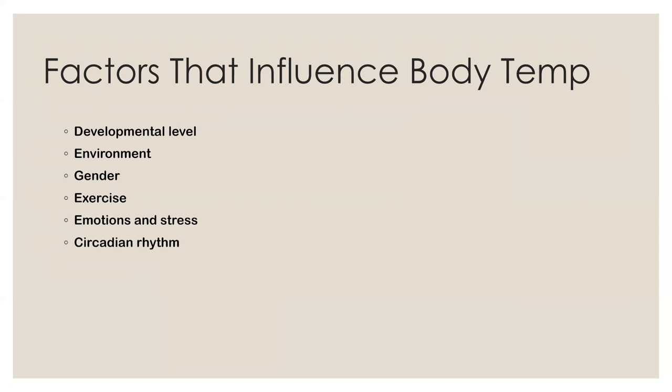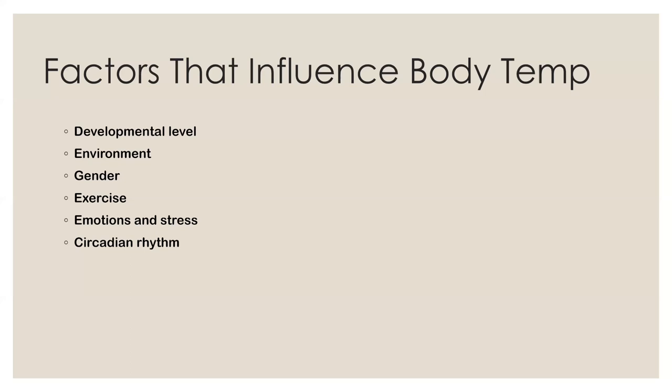Our environment: is it hot outside? Is it cold outside? That's going to influence our body temperature. Gender, actually. A woman's body temperature varies as much as 1 degree Fahrenheit when she gets her menstrual cycle or when she's pregnant. Hormonal fluctuations, commonly known as hot flashes, can affect temperature as well and can even cause sweating. Exercise: because of skeletal muscle movement, we know that can cause body heat production, so that's going to cause an increase in temperature as well.